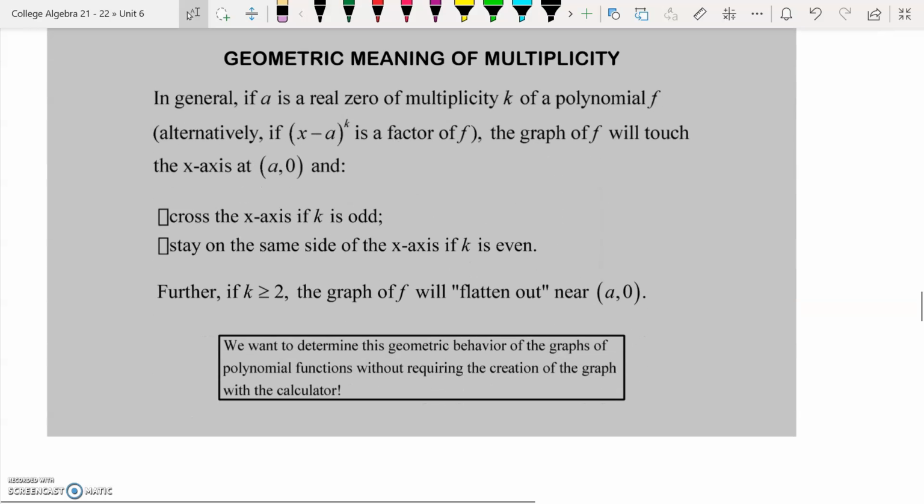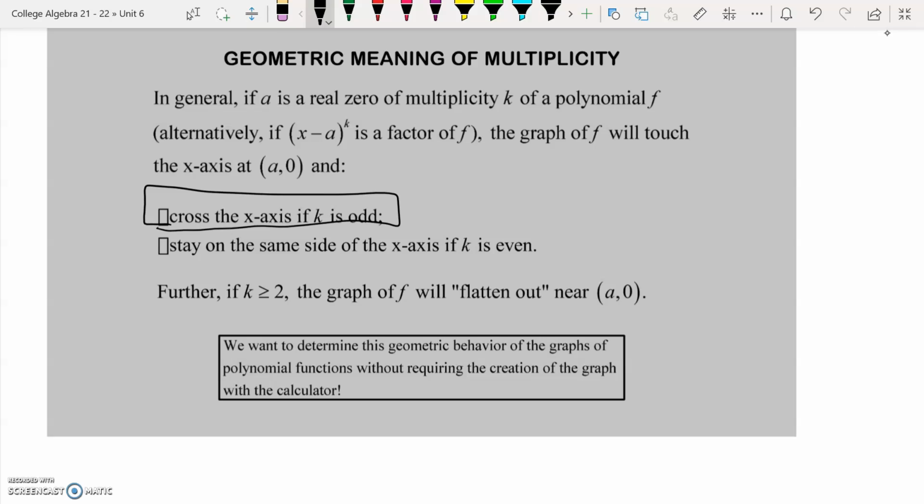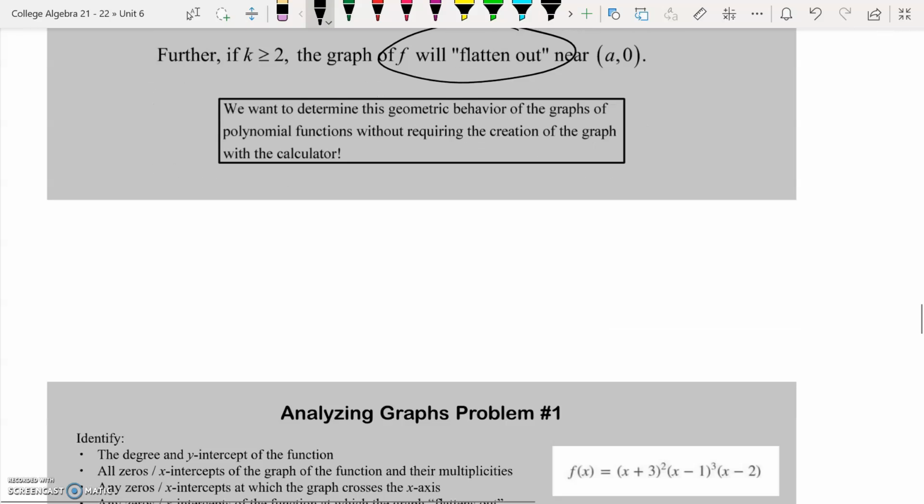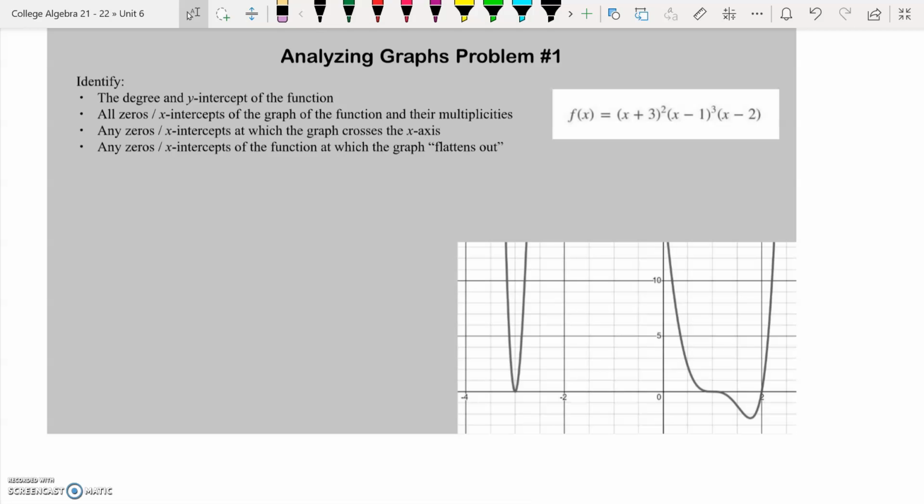So then it says the geometric meaning of multiplicity. If it crosses the x-axis, your multiplicity is odd. And if it's going to flatten out, which is going to be a question on the Hawk, you're going to see, does it cross, does it flatten out? You're going to have a question on both those. Flatten out would be anything bigger than 1. So here's an example. It says the degree and y-intercept of the function. So the degree would be 5, 6.